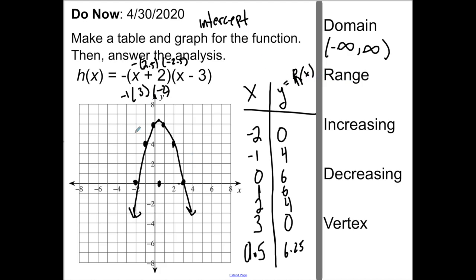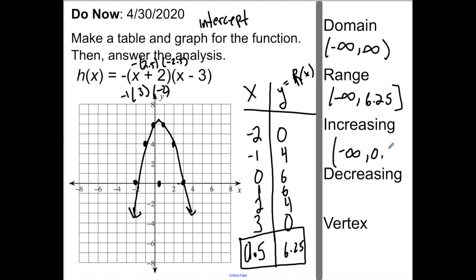The range. The pointing down means it starts at negative infinity, and the highest we go, you're looking to the vertex here, 6.25 with a bracket, because it means it never goes higher than 6.25. Where is it increasing? Think about this. If this is a roller coaster, where's the roller coaster going up? From negative infinity to 0.5. Then you get to the top of your roller coaster and you start going down from 0.5 to infinity. Now remember, and I've talked about this a good amount, don't forget you're always using x values. So the domain is x, the increasing is x, the decreasing is x. The only place you use y is in the range.